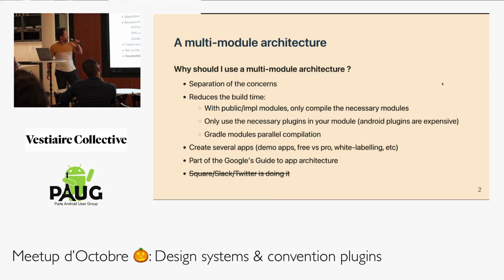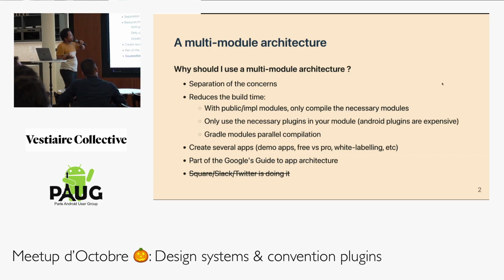So first, why should I use a multi-module architecture? The first point is that you get to follow the separation of concerns. Every module is going to have a specific section that it is going to handle. Then you can reduce the build time for 3 reasons. First of all, if you use public and implementation modules, you get to only recompile the necessary modules. Which means that if you change something in an implementation module, since all your modules should depend on your public module, it won't get recompiled.